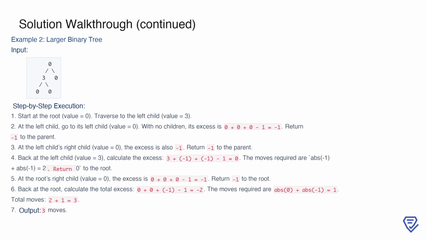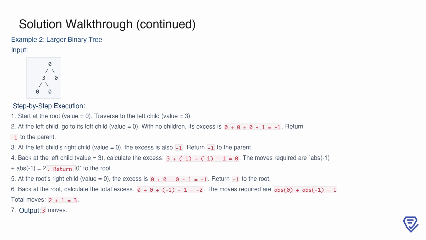Now, we examine a slightly larger binary tree. Here, the root has 0 coins, and its left child has 3 coins, while its right child has 0 coins. Additionally, the left child itself has 2 children, each with 0 coins. Starting at the root, we first traverse to the left child, which has a value of 3. From there, we process its left child, which has a value of 0.